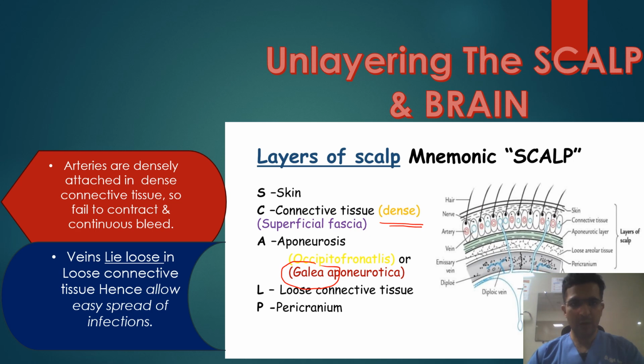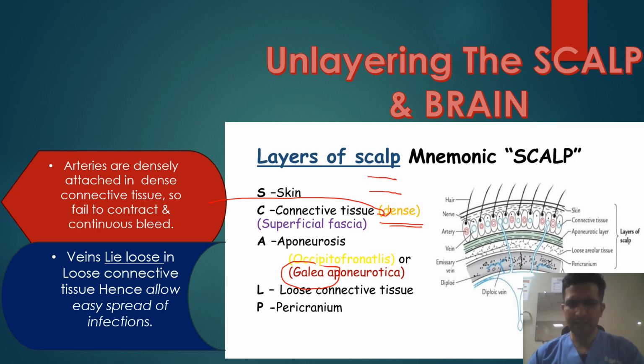First, starting from outside to inside, as I said, arteries. So arteries are present in dense connective tissue. And how do we remember? Arteries are densely adherent in dense connective tissue. So there is one more question. Why does a scalp bleed profusely?